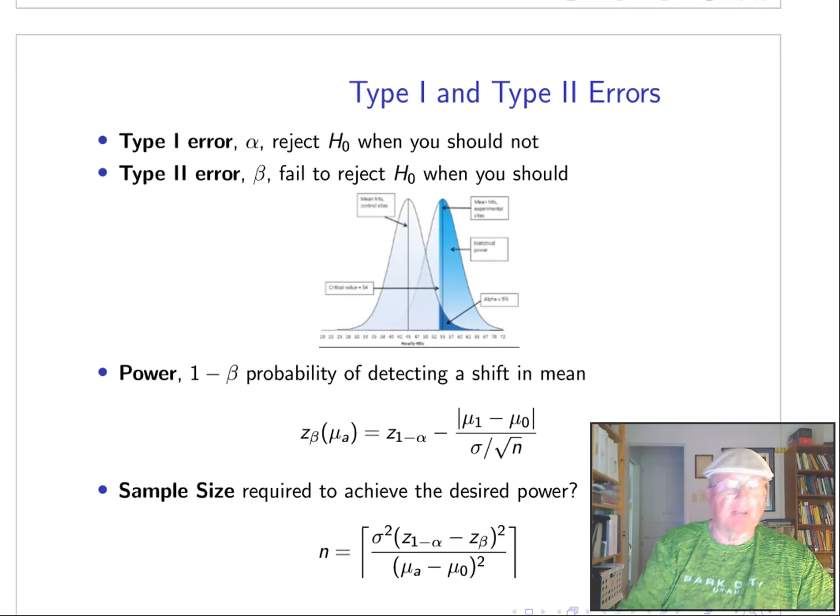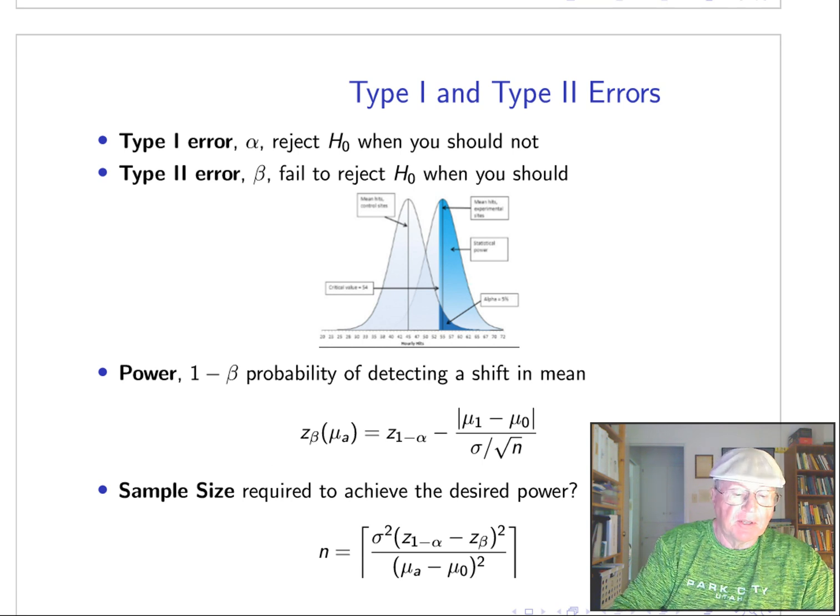Alpha, the type 1 error, is the probability of rejecting the null when you should not reject it. That is, you've got bad data and it makes it look like the research hypothesis is true. Beta, type 2 error, is the failure to reject the null hypothesis when you should. Again, you've got bad data, but it looks like the null hypothesis is the situation at hand and that the data does not support the research hypothesis.